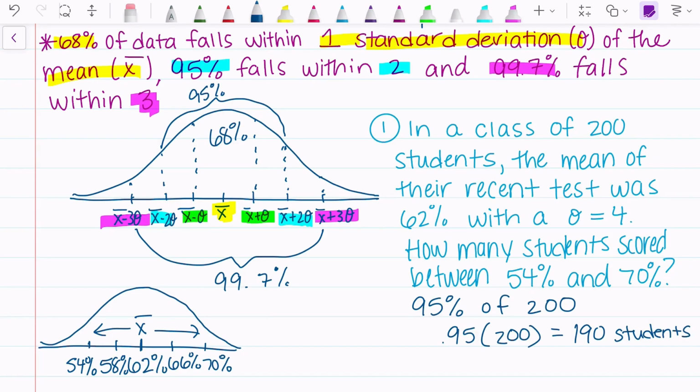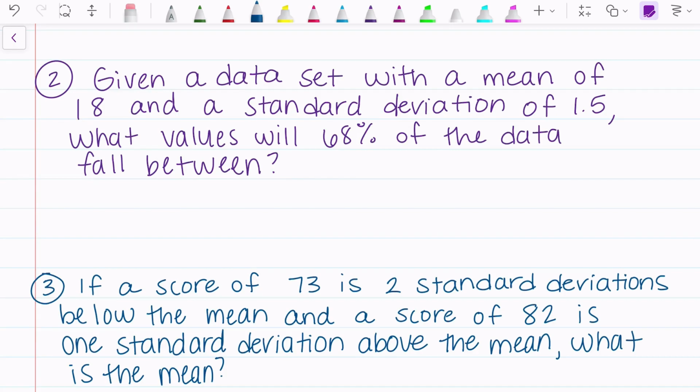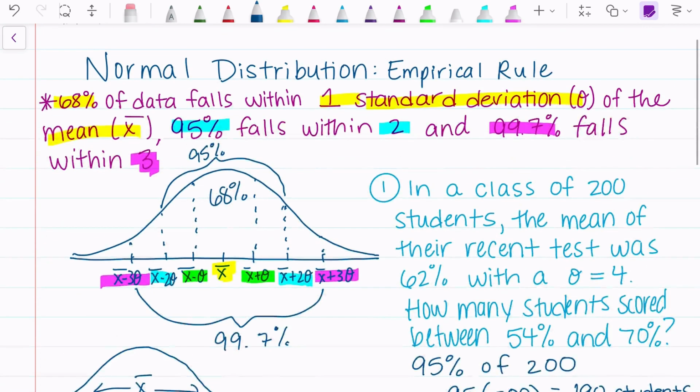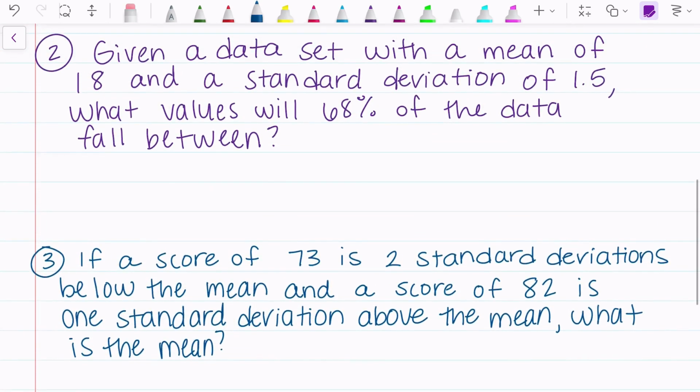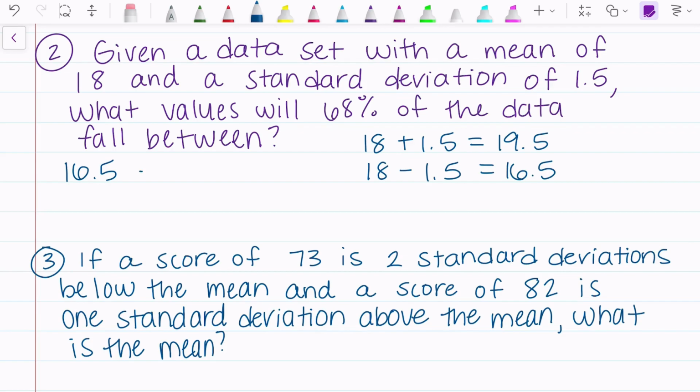Another way that we could ask a question about this rule is like number 2. Given a data set with a mean of 18 and a standard deviation of 1.5, what values will 68% of the data fall between? So it's like, here's the mean, here's the standard deviation. We want to know the interval of the values that 68% of the data falls between. 68% is 1 standard deviation. So I would just take my mean and add 1.5, and I would take my mean and subtract my standard deviation, which gives 16.5. And so 68% of the data would fall between 16.5 and 19.5.